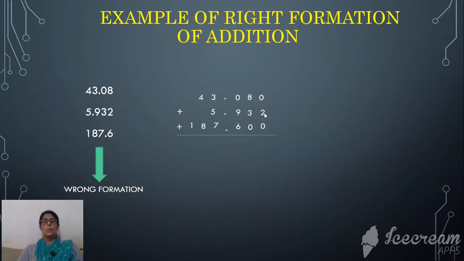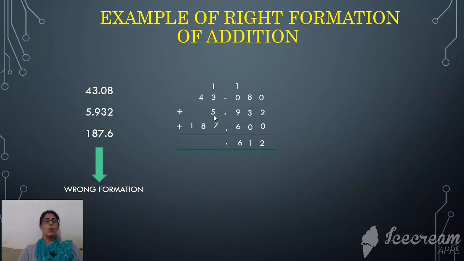So 0 plus 2 plus 0 means 2. Right? So 2, then 8 plus 3, 11. So 1 I will write and 1 we have to carry. 6 plus 9, 15 plus 1, 16. So 6 I have to write here and 1 I have to carry here. The decimal point in the sum, means in the answer also, we have to write just below one another, right? Now we will add all these numbers.